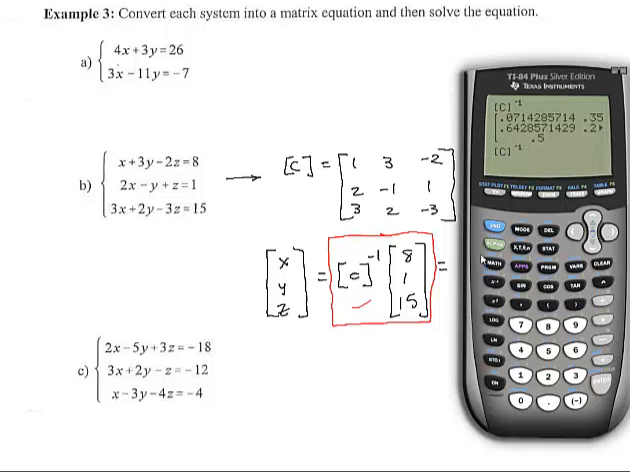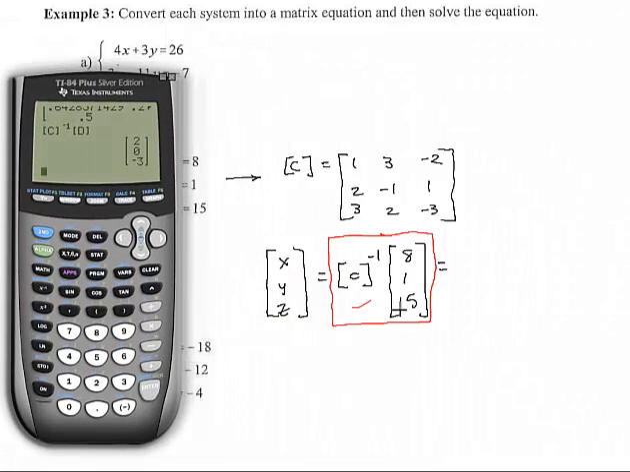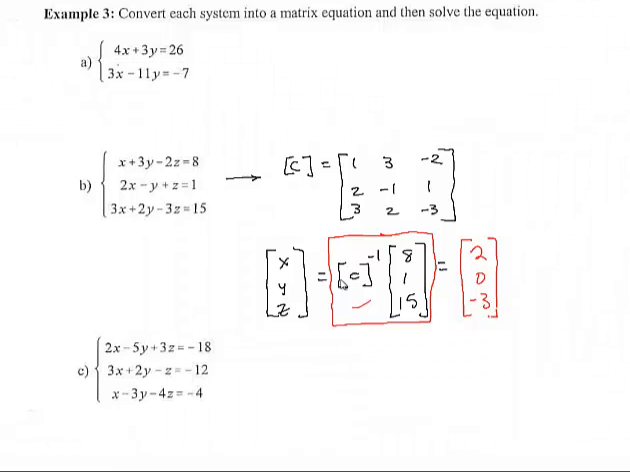C inverse, and then we put out to the right of it matrix D, hit enter, and the numbers turn out to be pretty friendly. 2, 0, negative 3. Okay, so this simply tells us x equals 2, y equals 0, and z equals negative 3. These numbers should work for all 3 of these equations.